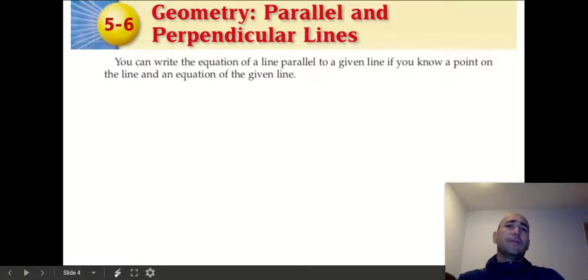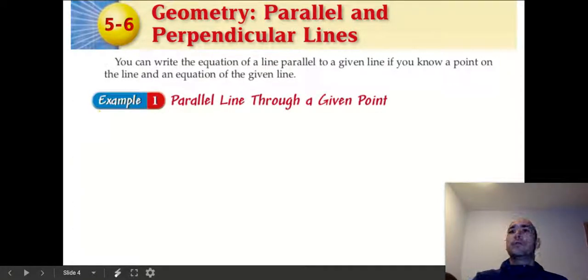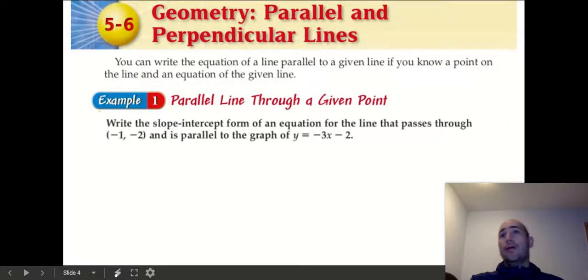So you can write the equation of a line parallel to a given line if you know a point on the line and an equation of the given line. So what does that mean? Well, let's look at an example. In this example, we're going to be given a parallel line and a given point. Here it says, write the slope-intercept form, y equals mx plus b, of an equation for the line that passes through the point (-1, -2) and is parallel to the graph of y equals -3x minus 2. Remember, this equation represents a line. So we're writing the equation of a line parallel to this one, and it goes through this point.